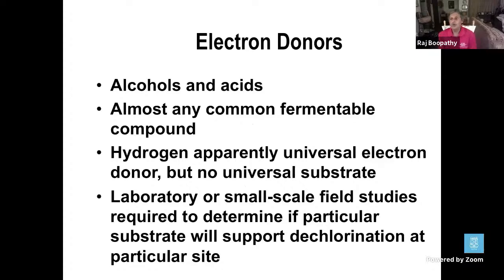So what kind of electron donors could you use? If you're using co-metabolic conditions, you can use a lot of alcohols and acids, fatty acids. A lot of fermentable compounds you can use, like molasses and corn syrup, and anything that is cheaper you can use. Hydrogen is apparently your electron donor, so hydrogen can come from a variety of organic substrates. So that's why you need to do small-scale field studies before you actually decide which electron donor is going to work for you in the field.